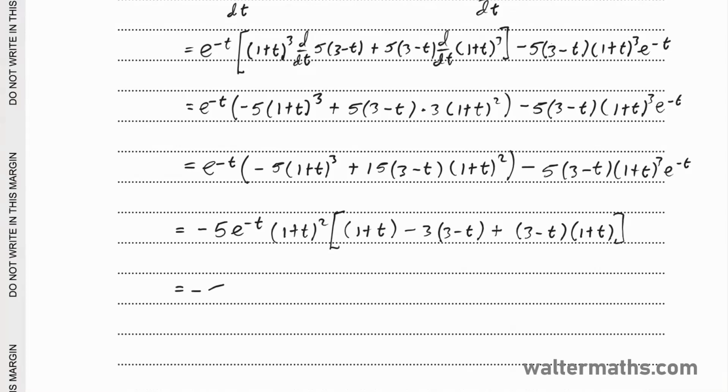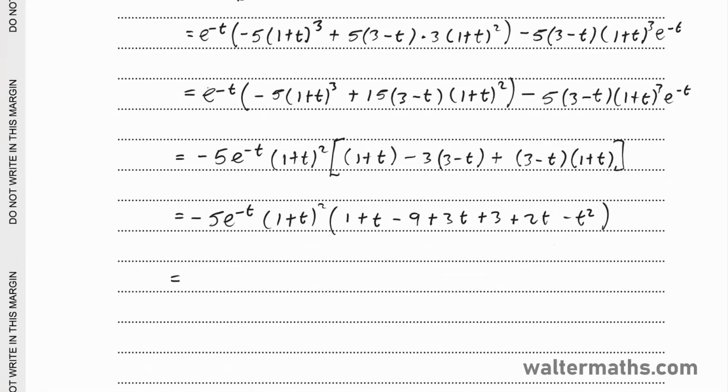So that's going to be minus 5 of e to the negative t of 1 plus t squared, and that's off. And inside the bracket, that's 1 plus t minus 9 plus 3t. And expanding brackets here, that's going to be plus 3, and then minus t plus 3t, that's going to be plus 2t minus t squared. All right, so minus t plus 3t. Okay, I think it's all right.